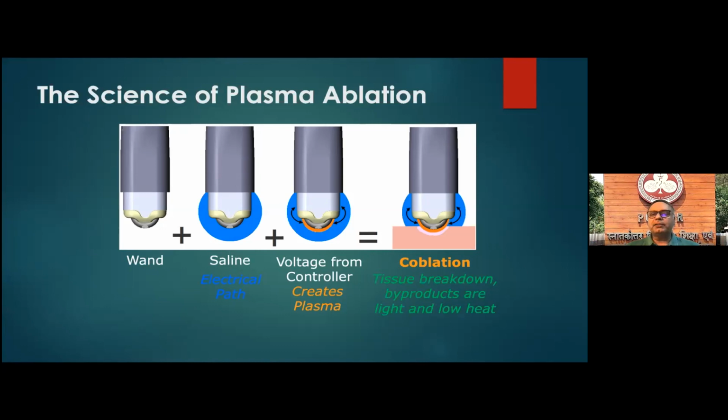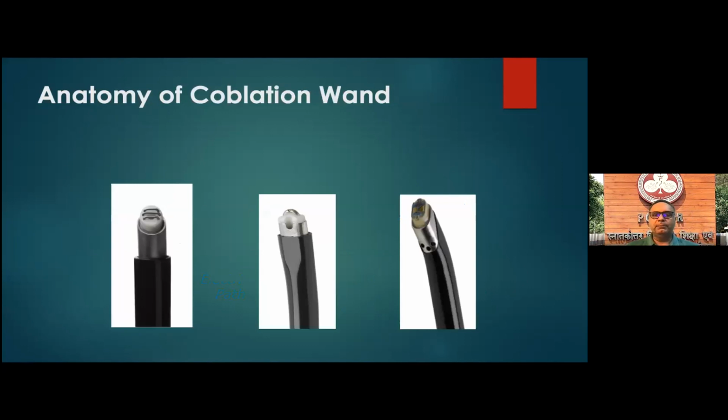Many times I get asked the question, we can see light, we can see smoke. So light and low heat are byproducts of the tissue breakdown. They are not the cause of the ablation itself.